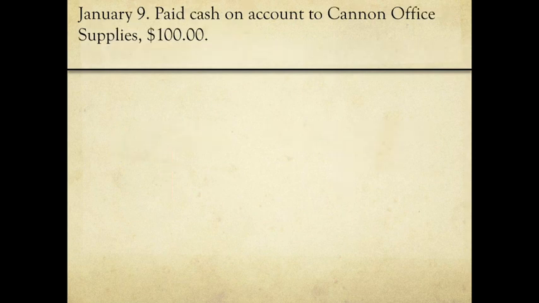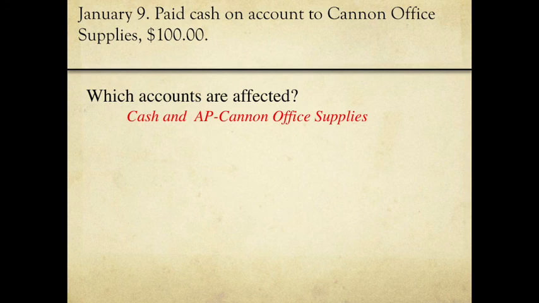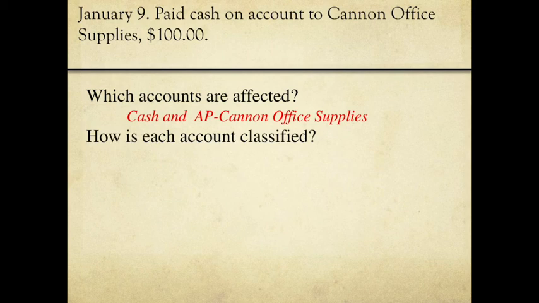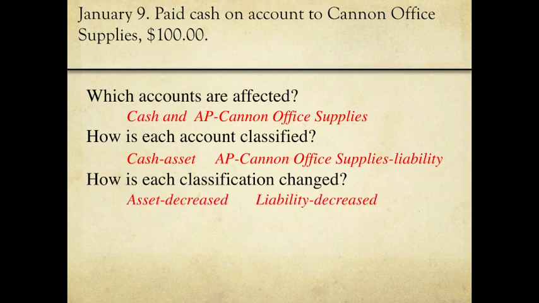January 9th, you paid cash on account to Canon Office Supplies. Again, we answer the questions. Which accounts are affected? We have cash and our accounts payable, Canon Office Supplies. How is each classified? Cash is an asset. Accounts payable, Canon Office Supplies, is a liability. How are they changed? Our cash is going down, so an asset is decreased. Our liability is also decreased. That is going down for the amount that we've paid.